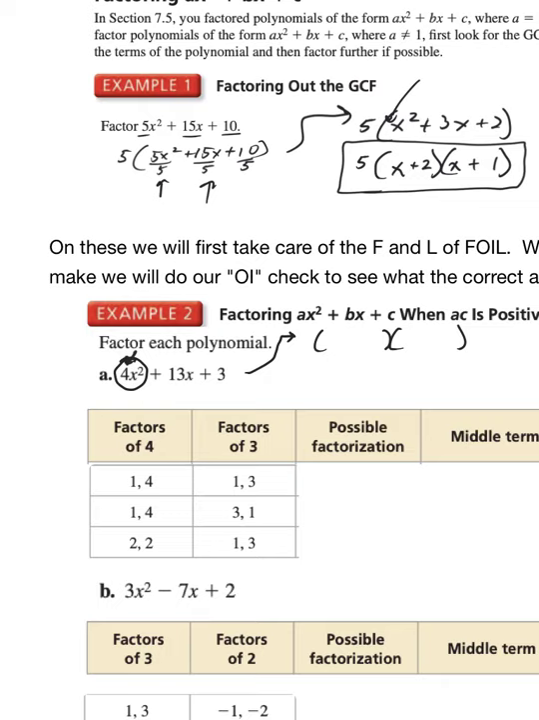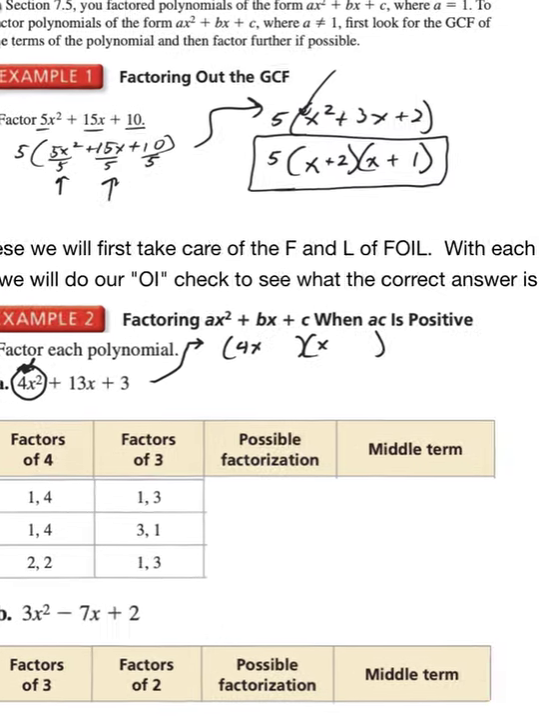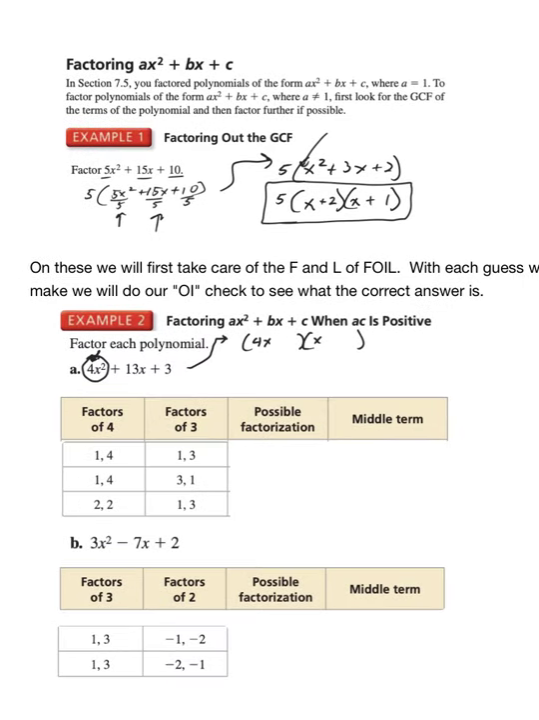Well, there's actually two ways that we can do that. We can choose 4x and x. And again, we're looking at the F of FOIL. We need to make sure that the F of FOIL is 4x squared. And in this case, that works. Another way we could have done that is 2x and 2x. Now the F of FOIL still gives us the 4x squared. That's fine. So we're going to focus, with these problems, on being sure that we have the F of FOIL and the L of FOIL. So what does the L of FOIL give us? The last numbers multiply to become 3.